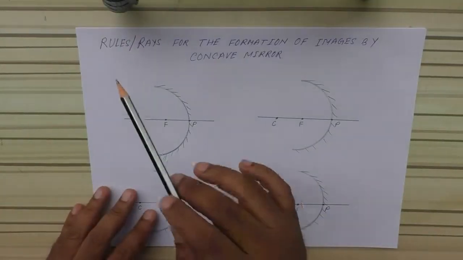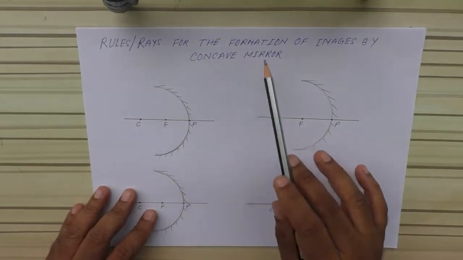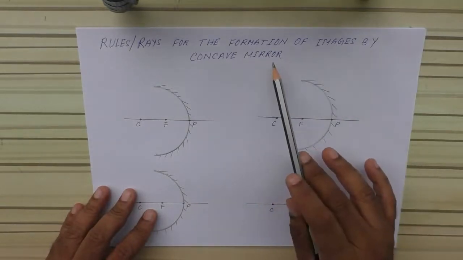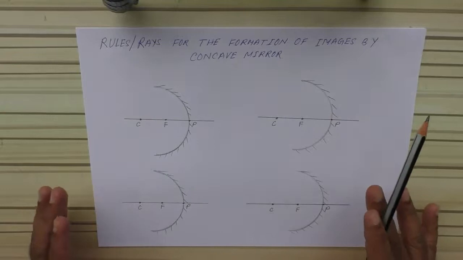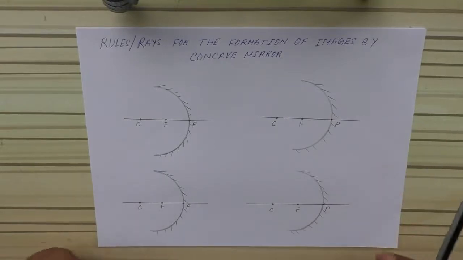Now we'll discuss rules or rays for formation of images by concave mirror. First we'll discuss rules and then we will discuss the proper ray diagrams showing the formation of images. Now the four important rules for concave mirror.